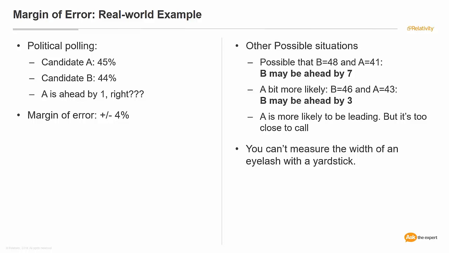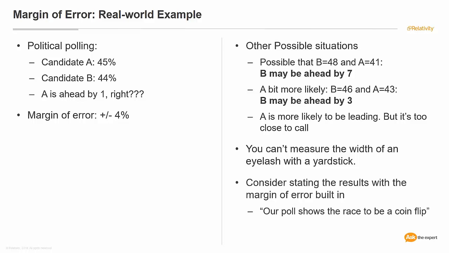So sometimes the tool is not right, and what you should do is just come right out and say it. Say, look, our poll shows that this race is close. It's neck and neck. We really don't know who's leading. A is slightly more likely, but I wouldn't even say that. I would just say it's too close to call right now. So you need to interpret your margin of error in a reasonable way.